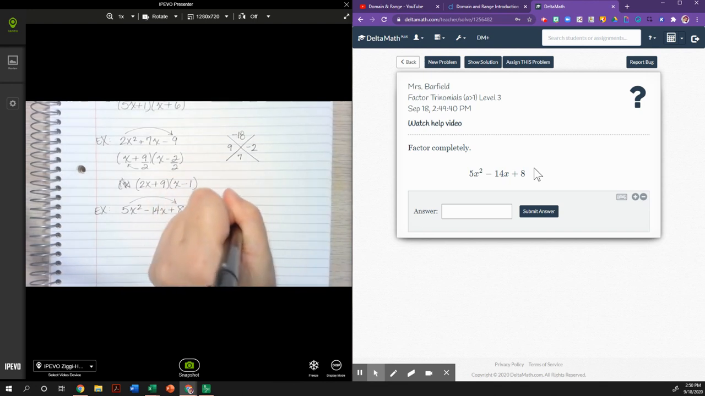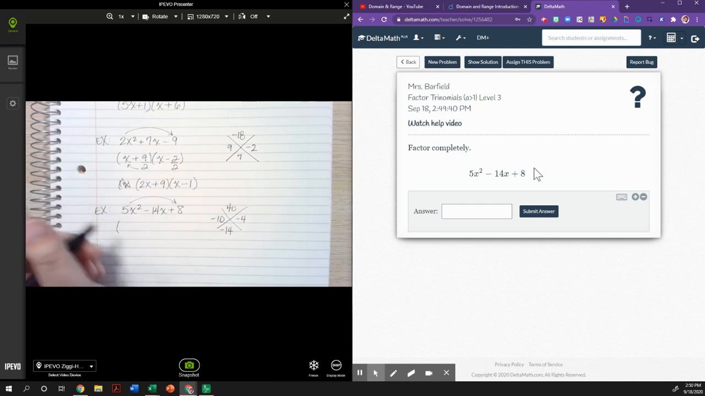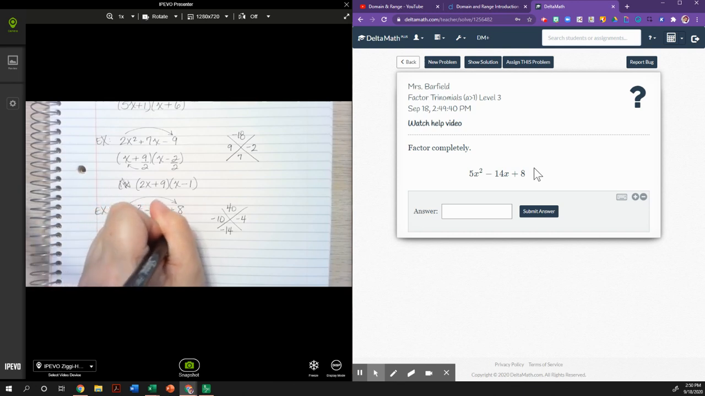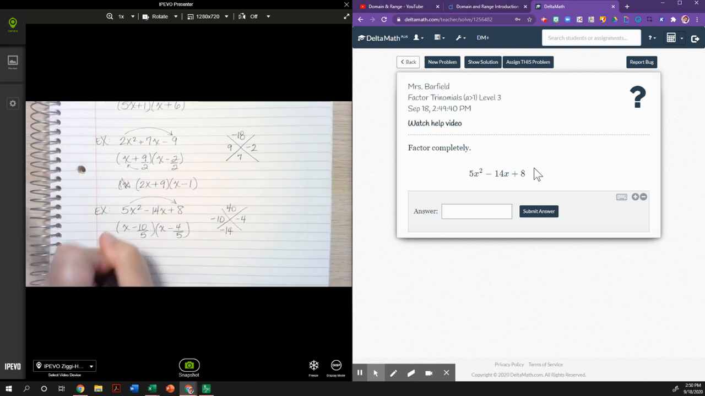All right, so -10 and -4. -10 times -4 gives me +40, and when I add -10 plus -4, I get -14. So that gives me x minus 10 divided by 5, x minus 4 divided by 5. So that becomes x minus 2, and 5 comes to the front, 5x minus 4. Just remember, type this one into Desmos, type this one into Desmos, and if you get the same parabola, you've done it correctly.